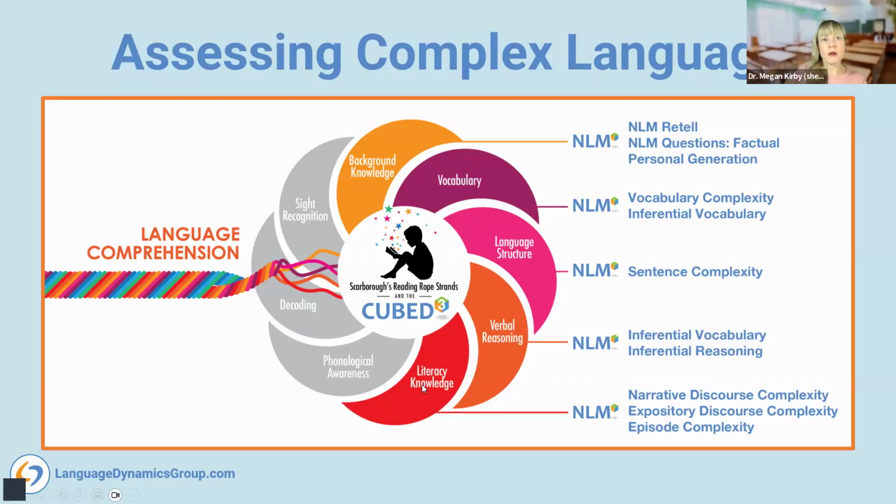But in terms of the language comprehension strands, these right here, vocabulary is one of these components. So the narrative language measures, or NLM, has specific ways of assessing a student's understanding and use of that complex academic language, words read, words spoken, the student's ability to make inferences about the meaning of unknown academic vocabulary that they may encounter. How do they use context clues? Do they need to be taught to make inferences about unknown words and their meanings?